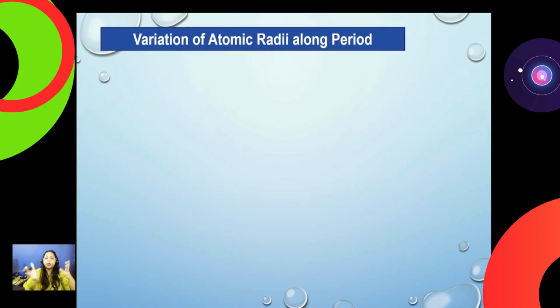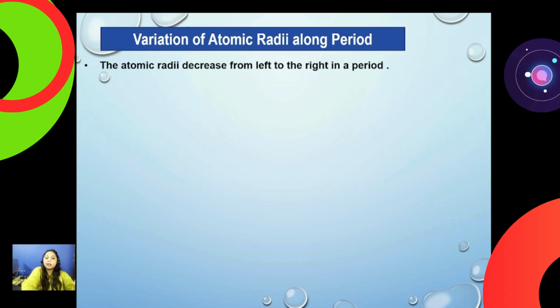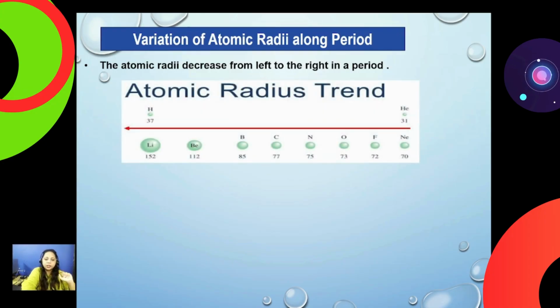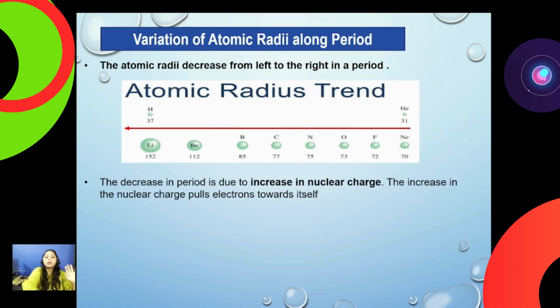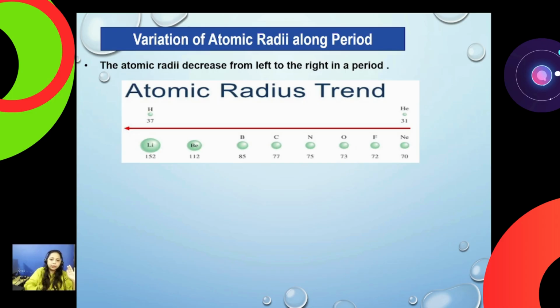Now, what if we look at the period and the group in the periodic table, and how they differ? If we talk about periods, moving from left to right, what is the general trend? The general trend is that atomic radii decrease. Why? Now we are going to discuss the reason, so you have to pay attention. For example, lithium has an atomic radius of 152, while oxygen has 72 and fluorine has 72.